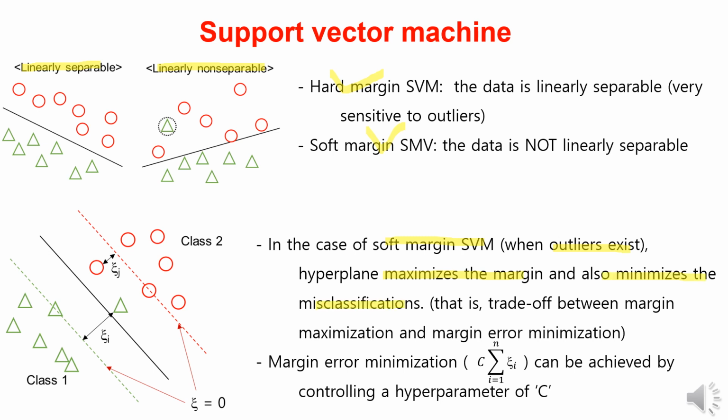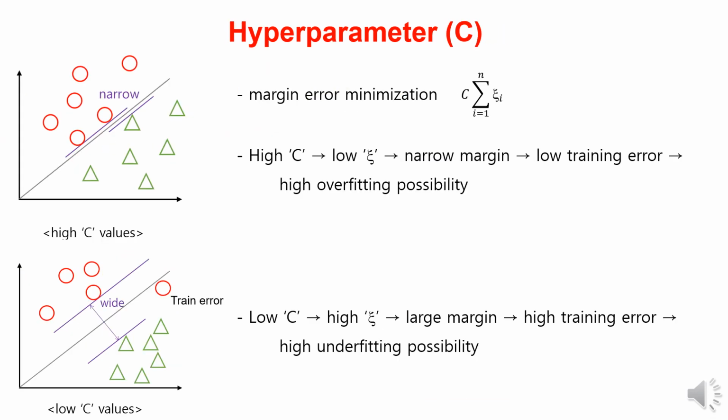In this context, the Greek letter xi represents how much allowance we give for data points to be inside the margin. We can control this through the hyperparameter c. As shown here, the Greek letter xi, which represents how much the data points are allowed within the margin, is influenced by the value of c.